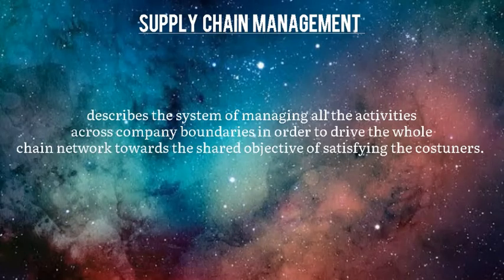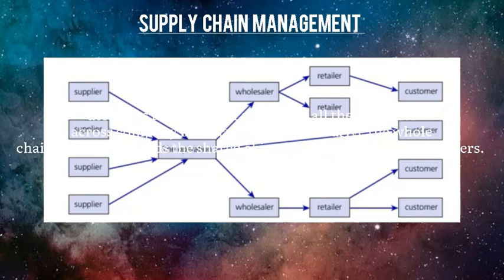Next is about the design of the organization and its suppliers: supply chain management. It describes a system of managing all the activities across company boundaries in order to drive the whole chain network towards the shared objective of satisfying the customers. Supply chain management is the flow of goods and services and how it transforms the raw materials into final products.